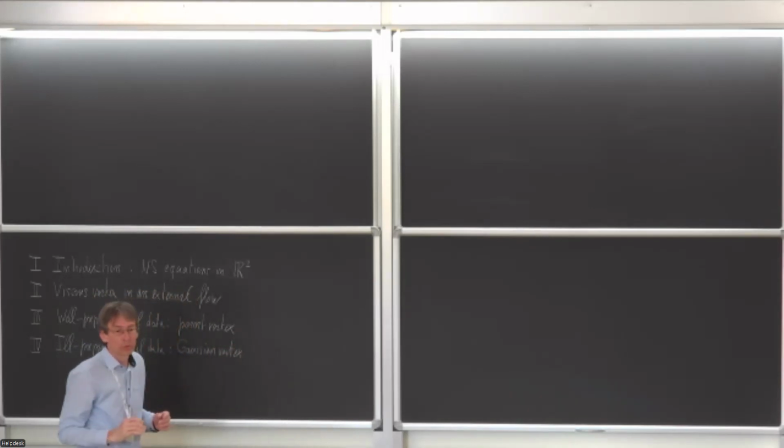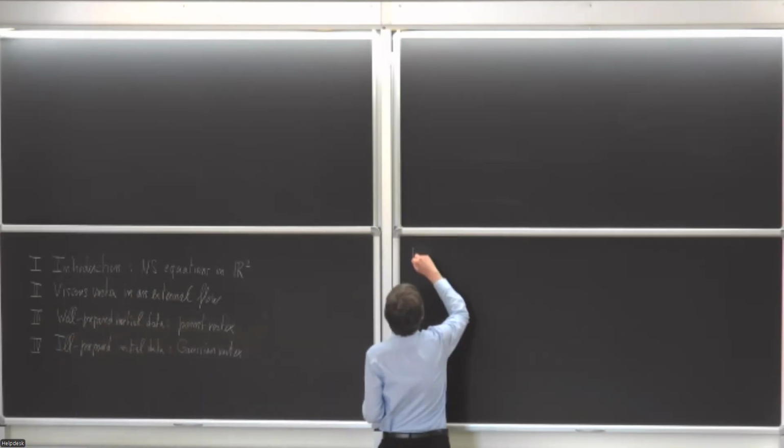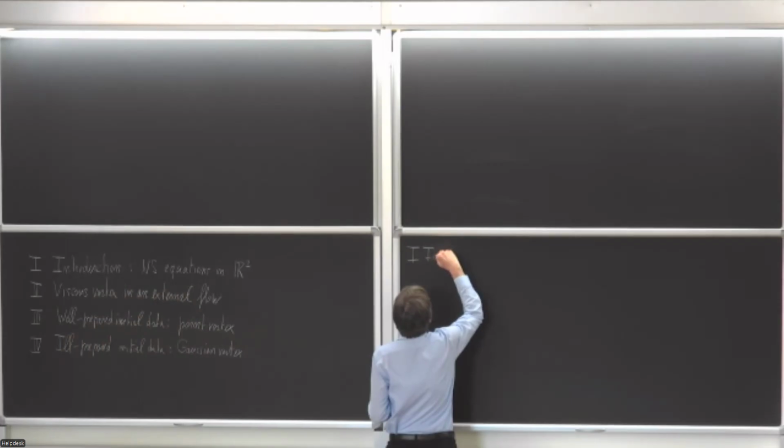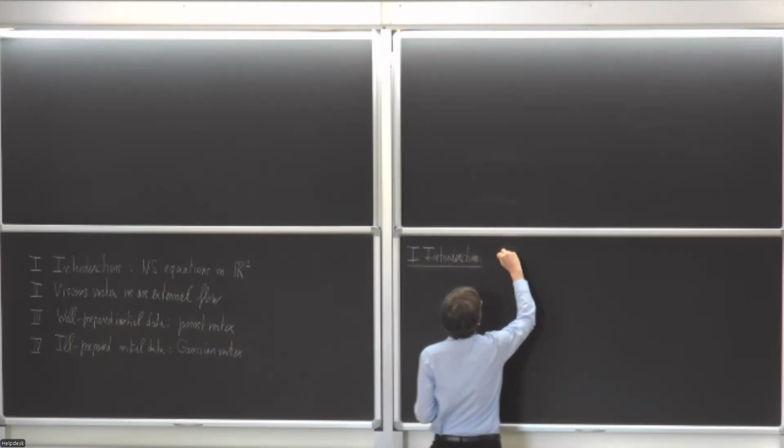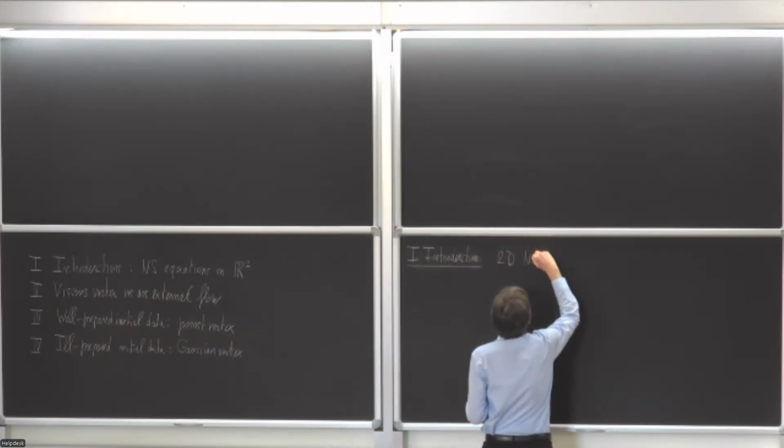All this is supposed to give you some results which go a little bit into explaining what we have seen in the video, but by far not explaining all that we have seen in the video, because we are still, as you will see, in some sort of perturbative regime. So let me start with the introduction, and this will be very gentle. So what about the 2D Navier-Stokes equation?